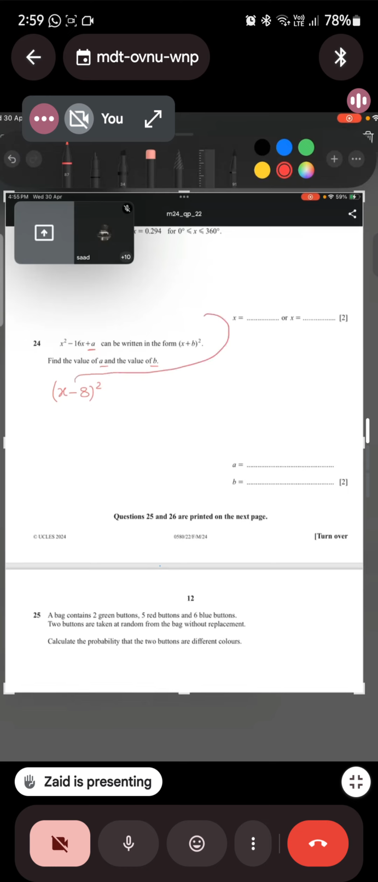अब इसको इससे कंपेयर करो. So what is the value of b? Minus 8. Sir, -8. Minus 8. Okay. And a is basically the square of this number. 64. अब इजी था. ओके सर, जी सर, अब समझ में आ गया.